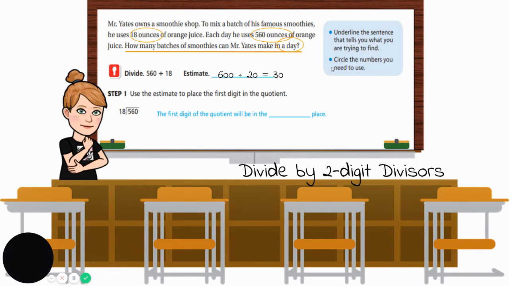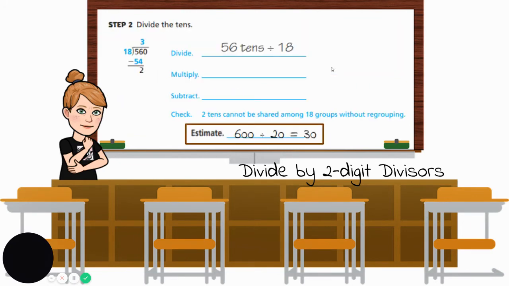So we're going to use the estimate to place the first digit in the quotient. Since there are only two digits in the quotient, the first digit in the quotient will be in the tens place. So divide 56 tens by 18. Okay, and that gives us 3. So we're going to multiply that 3 by 18 to give us 54. We're going to subtract that from 56. That gives us 2 left over.